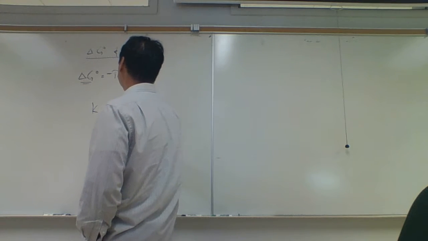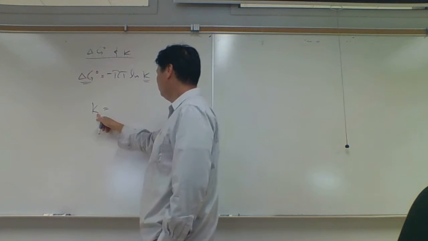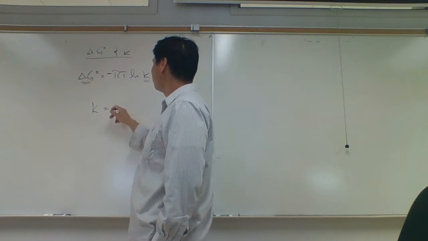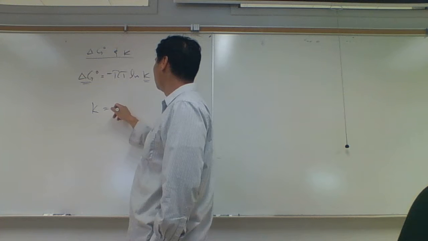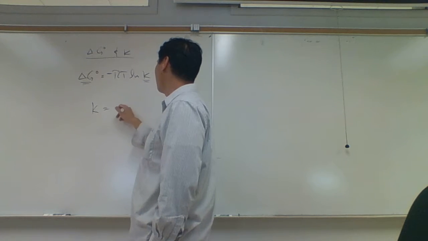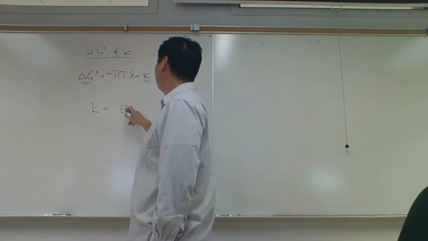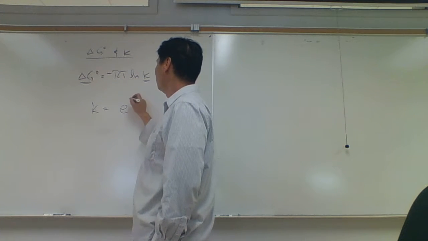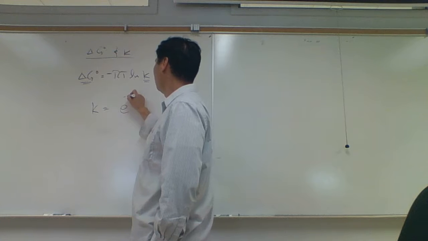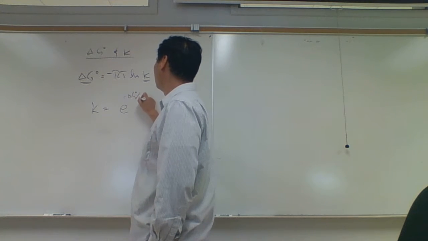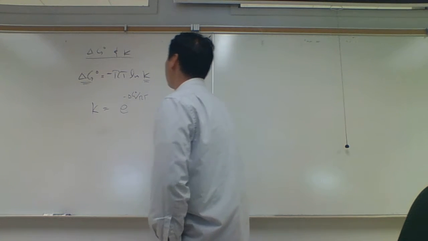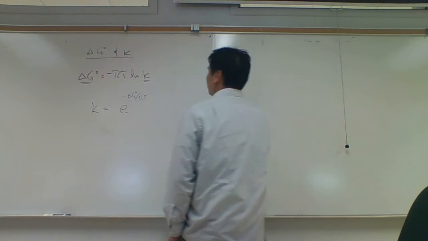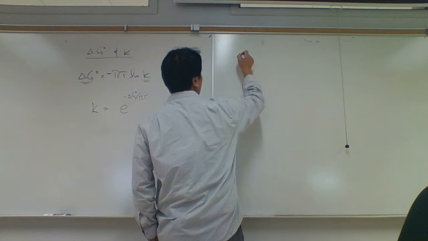If we solve this equation for K, I'll skip the algebra, we'll raise both sides to e, and we get K equal to e to the minus delta G naught over RT. All right, so let's go ahead and get some values.